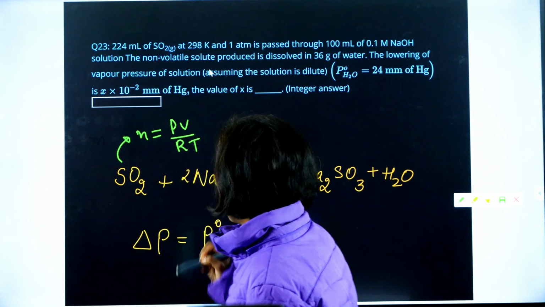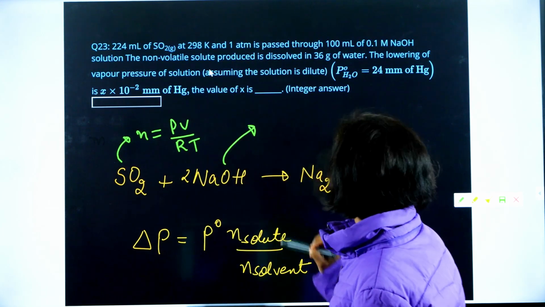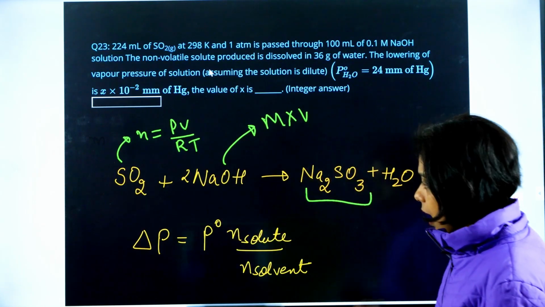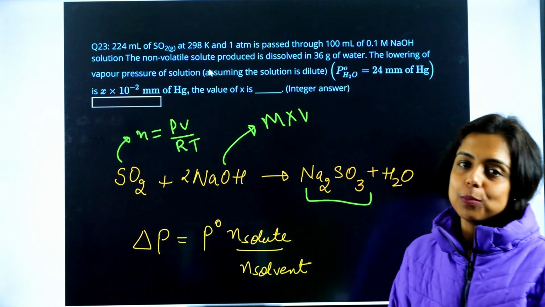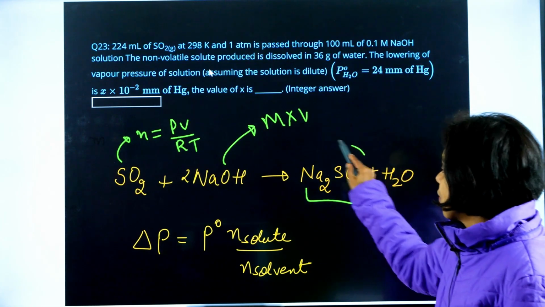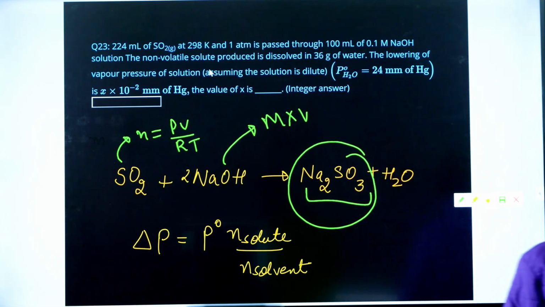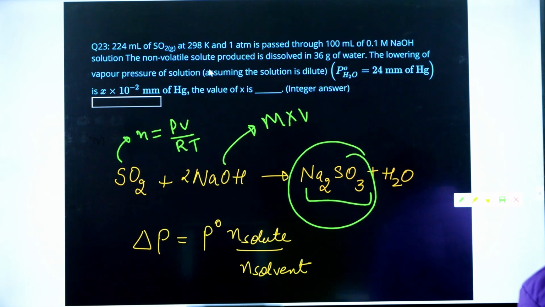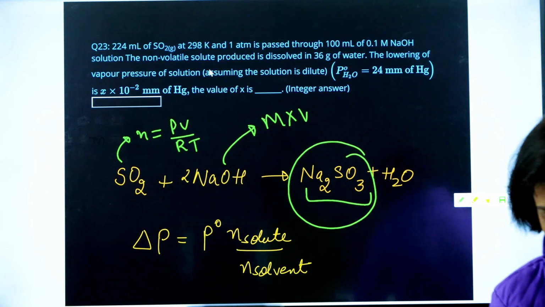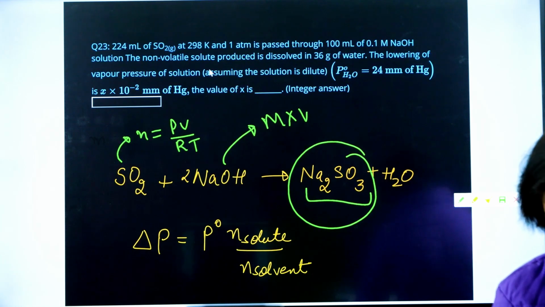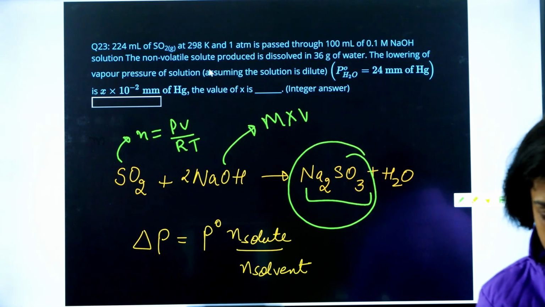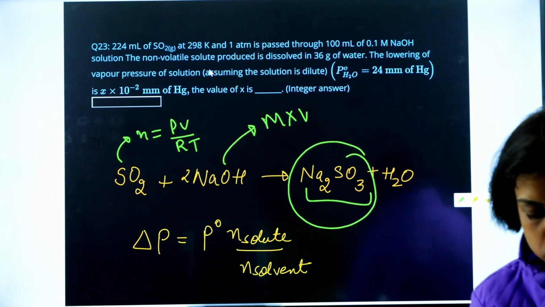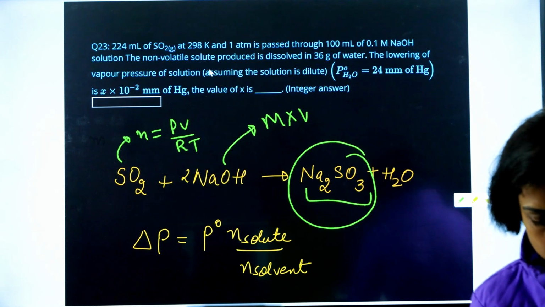Pressure is given, volume is given, temperature is given, and moles of NaOH can also be calculated by using molarity into volume. So these two react and form this. I hope using the basic stoichiometry, you can calculate the moles of Na2SO3 formed, right? You can calculate it from the moles of SO2 and the moles of NaOH, because all the information to calculate these moles is given to you.